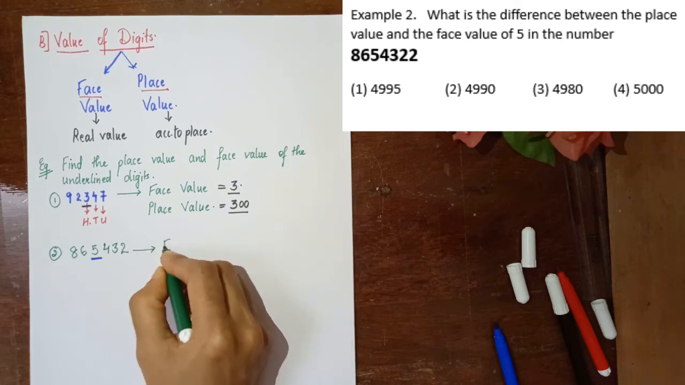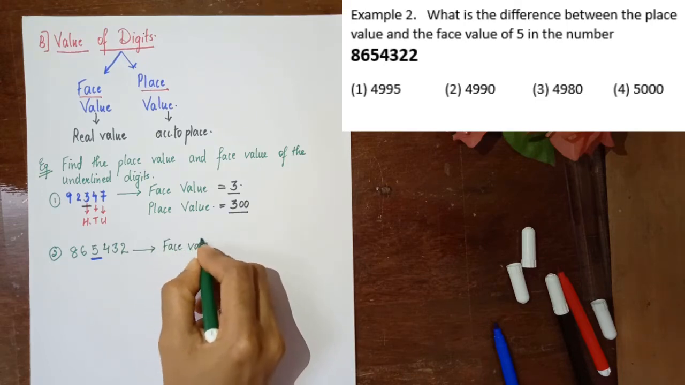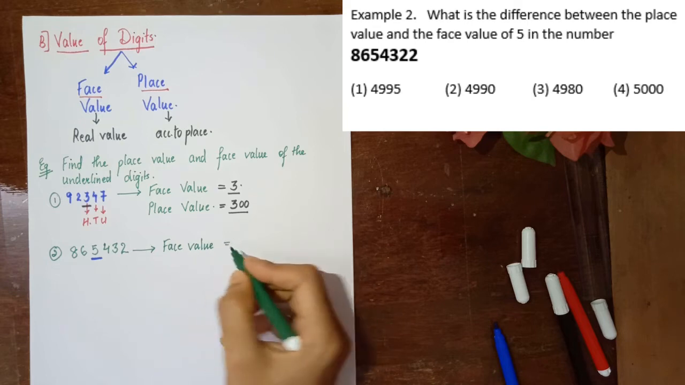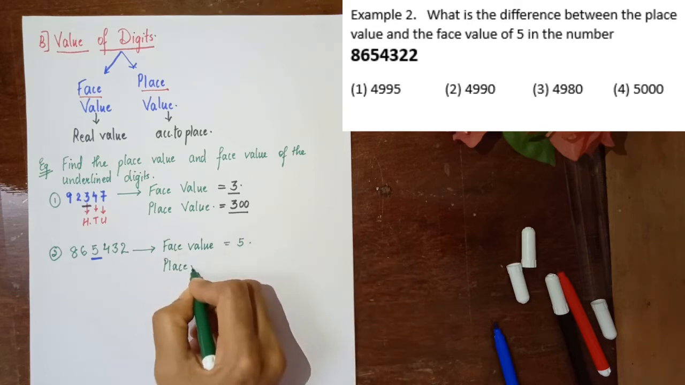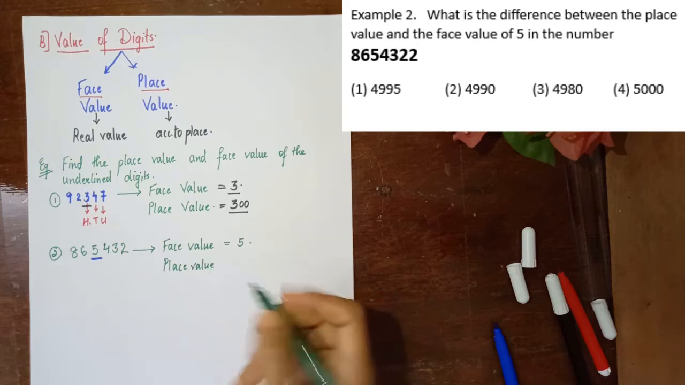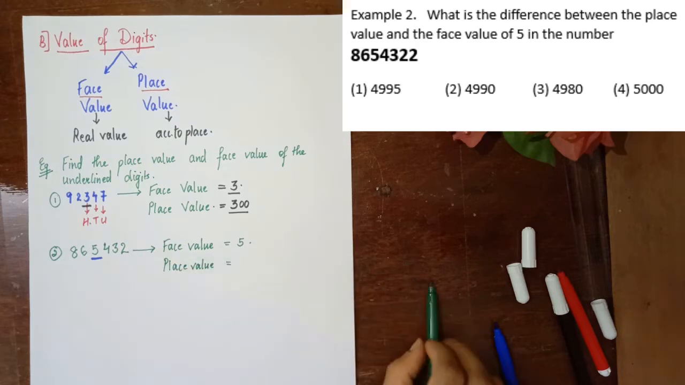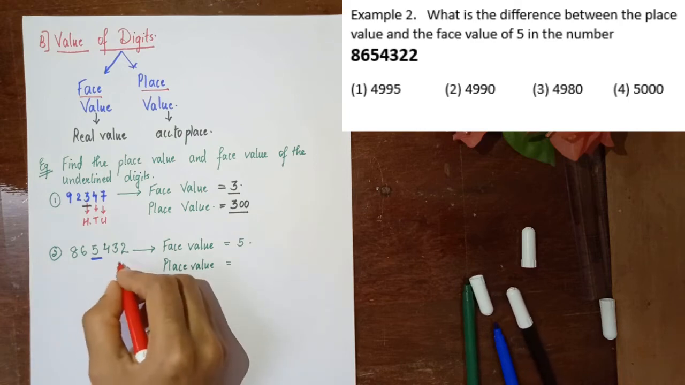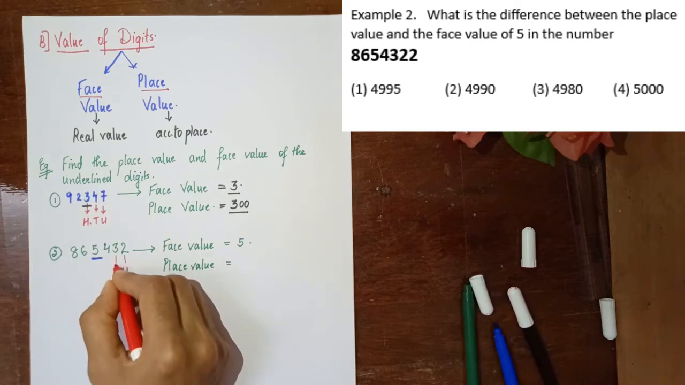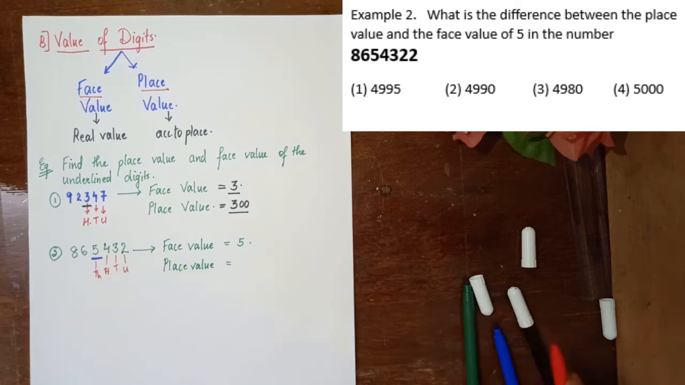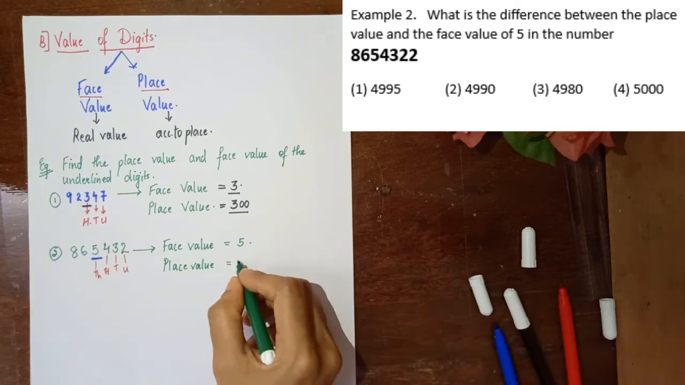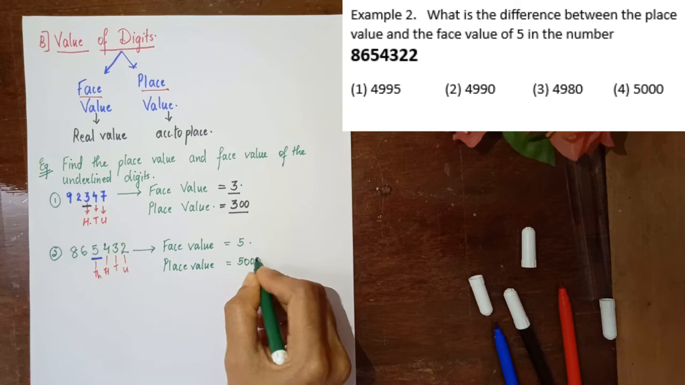So here the face value remains 5, but the place value is going to be what? So we'll just determine the position. This is units, tens, hundreds, and this is thousands. So here the place value is going to be 5,000.